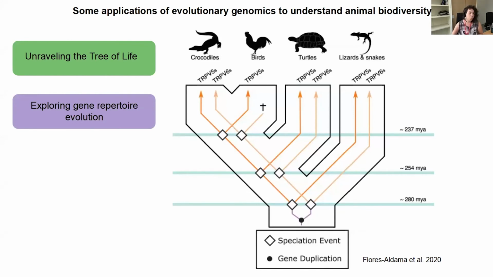A second type of question that we may ask ourselves when we have genomic data for these non-model organisms would be about how their genes have changed, how the gene repertoire, the gene content, has changed through time. Which genes are present in some genomes? Are they old genes? Are they new genes? When did they arise? How have they changed? Did they arise through speciation or through duplication? And so on and so forth.